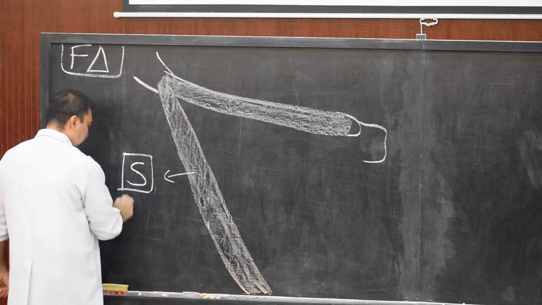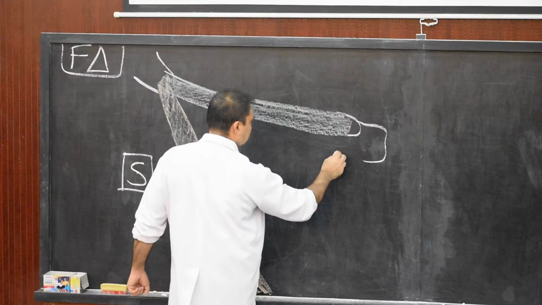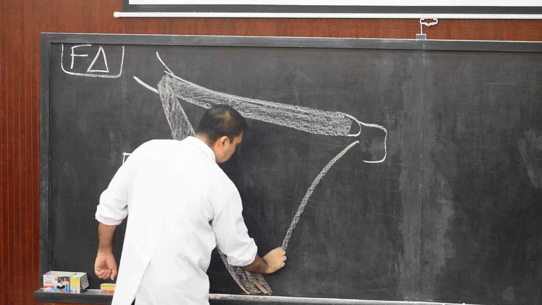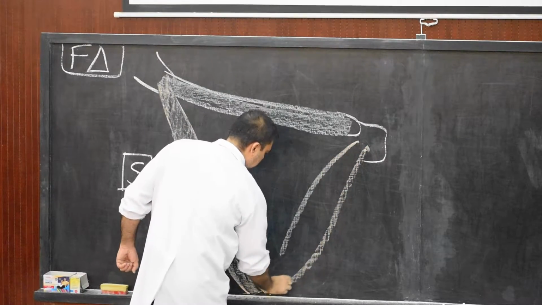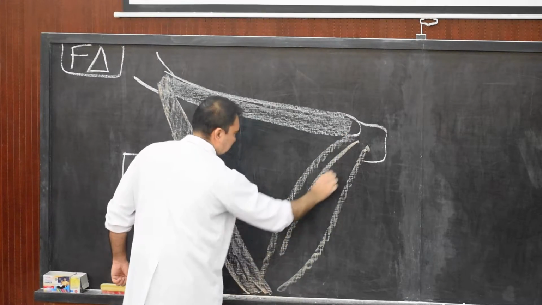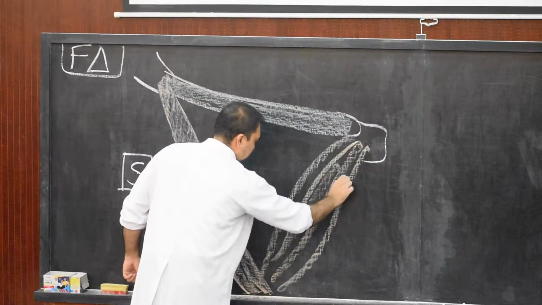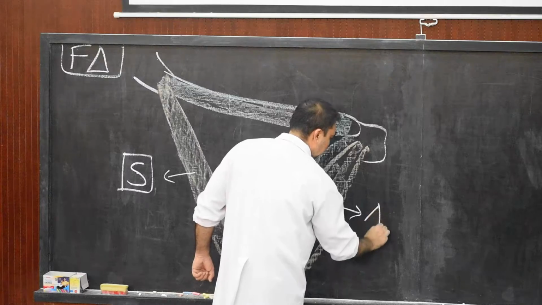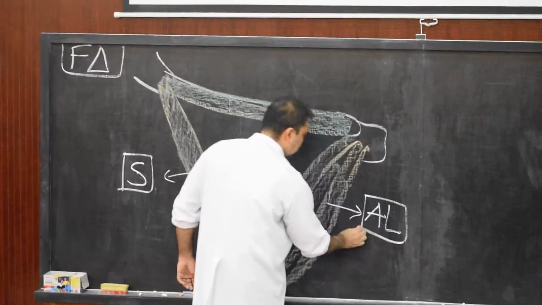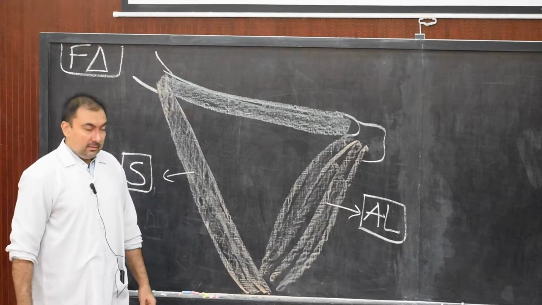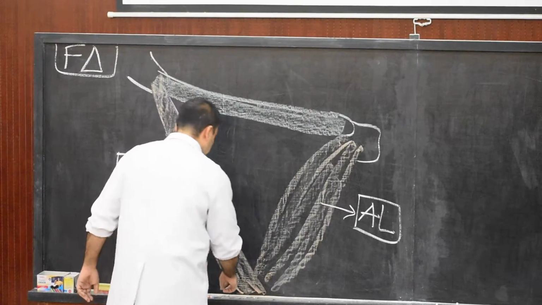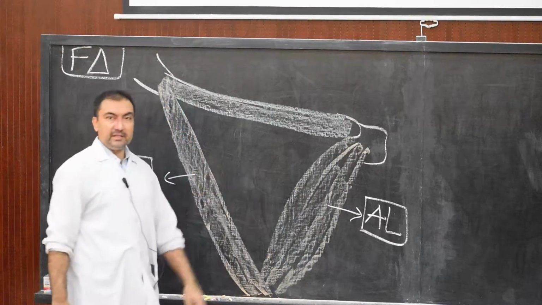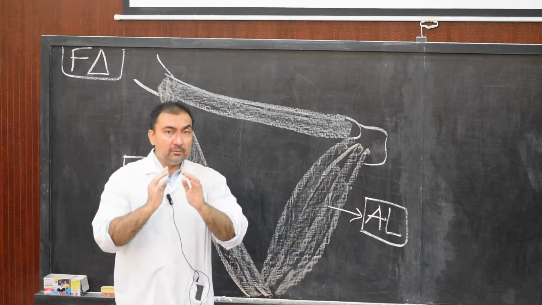Then we are going to draw adductor longus. So please draw this adductor longus muscle. From medial side we draw this adductor longus muscle. And therefore we are going to name this as adductor longus muscle. Now this triangle which is formed will be known as the femoral triangle.